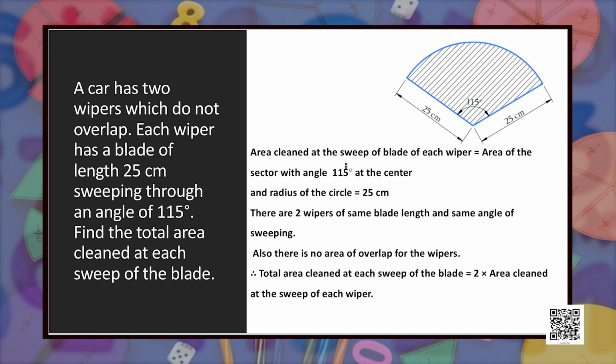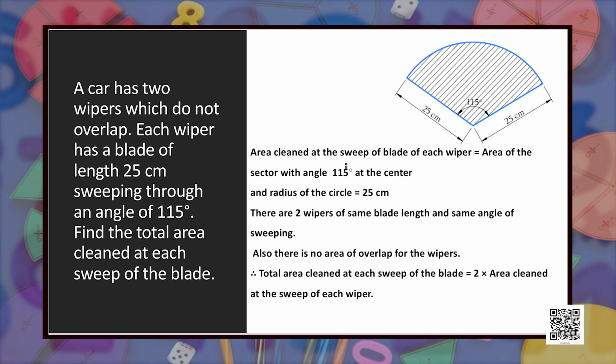A car has 2 wipers which do not overlap. Each wiper has a blade of length 25 centimeter sweeping through an angle of 115 degree. Find the total area cleaned at each sweep of the blades. Let us see the figure. This is the area covered by the blades and the angle is 115 degree. This is the radius and the radius is taken as 25 centimeter.